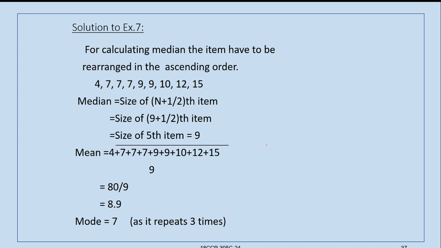Median is equal to size of (9 plus 1) by 2, that is 10 by 2, which is the 5th item. Mean is 80 by 9, or 8.9. Mode is 7, as it repeats 3 times. Just by inspection, we are calculating mode.